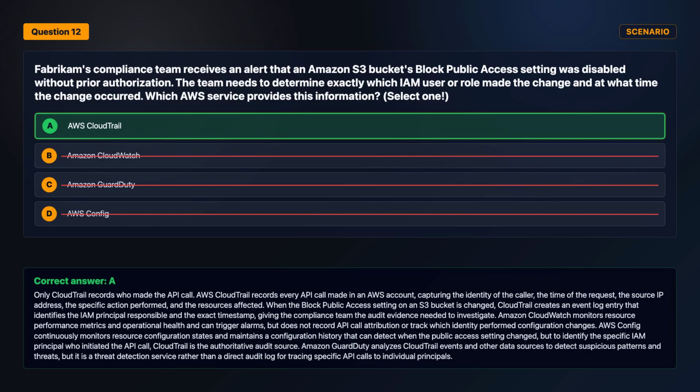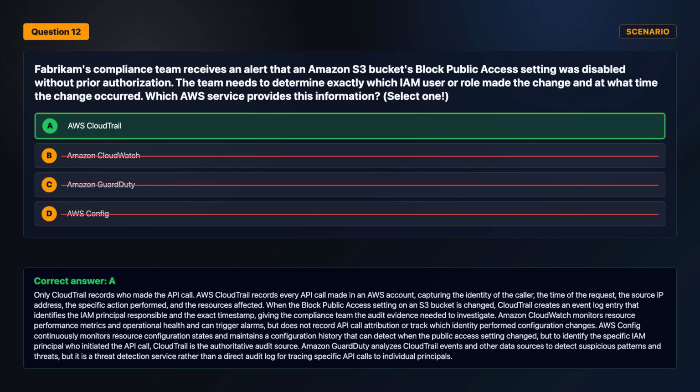The correct answer is option A. Only CloudTrail records who made the API call. AWS CloudTrail records every API call made in an AWS account, capturing the identity of the caller, the time of the request, the source IP address, the specific action performed, and the resources affected. When the block public access setting on an S3 bucket is changed, CloudTrail creates an event log entry that identifies the IAM principal responsible and the exact timestamp, giving the compliance team the audit evidence needed to investigate.